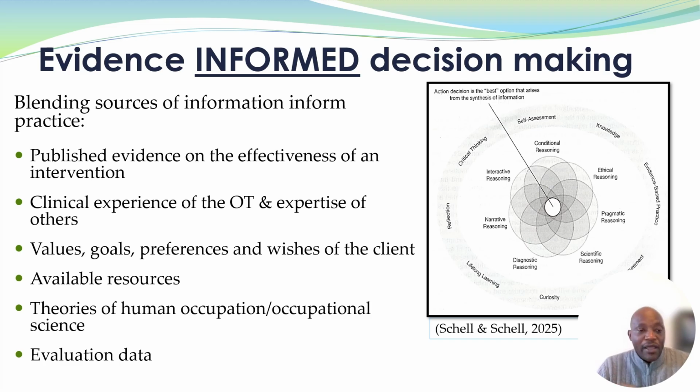So we're drawing information from a wide range of sources, and we are using a combination of the different types of reasoning: ethical reasoning, pragmatic reasoning, scientific, diagnostic, narrative. We're combining all these to come up with an action decision. So this is evidence-informed decision making as opposed to evidence-based decision making. So in evidence-based practice, we're looking at the evidence that has been published, and we are making our decision based on that evidence. But in evidence-informed decision making, we are looking at all the other aspects, including evidence that has been published, and then we are using our synthesis of all this information to make an informed decision rather than an evidence-based decision.